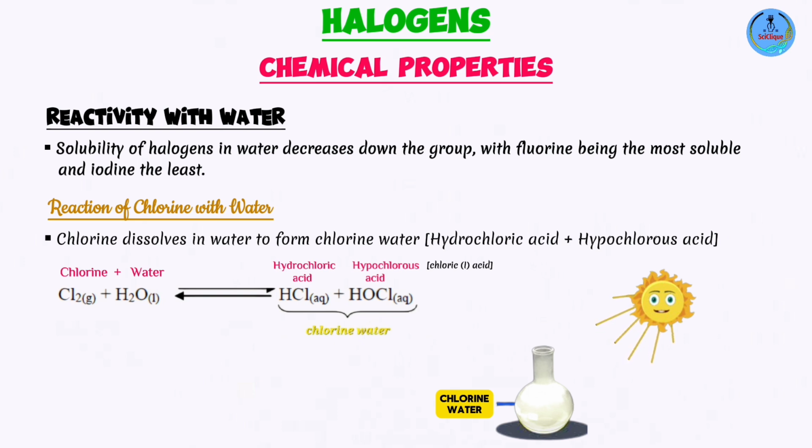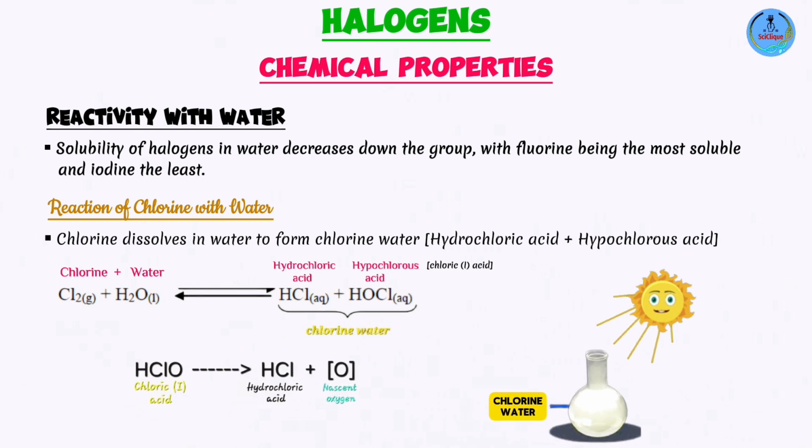Hydrochloric acid is a stable acid. It's okay. It doesn't break down. It is the way it is. But when it comes to chloric 1 acid, this is unstable. So it breaks down, leading to the formation of hydrochloric acid and an atom of oxygen. Just look at the formula of chloric 1 acid. It's HClO. When it decomposes, it leads to the formation of hydrochloric acid and an atom of oxygen.